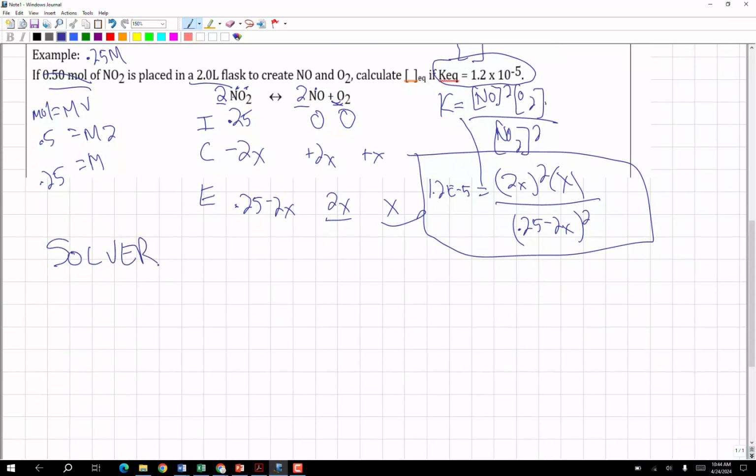Get out your calculators. I said, get out your calculators. You're going to hit the button that says math. You're going to hit up. And you're going to hit enter, where it will say numeric solver.